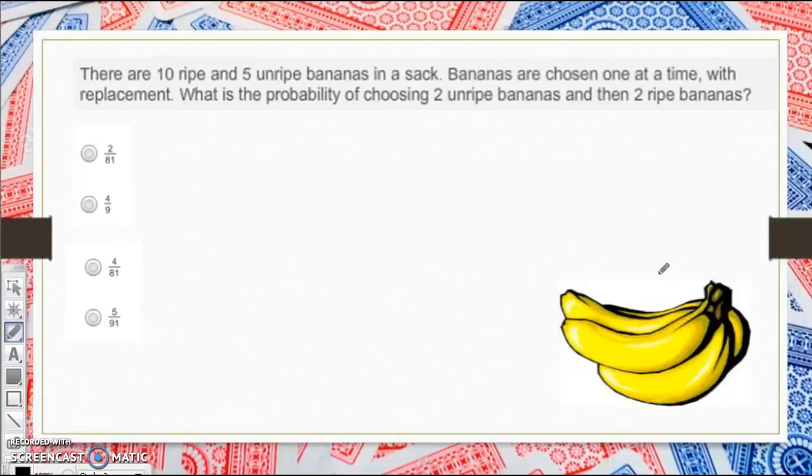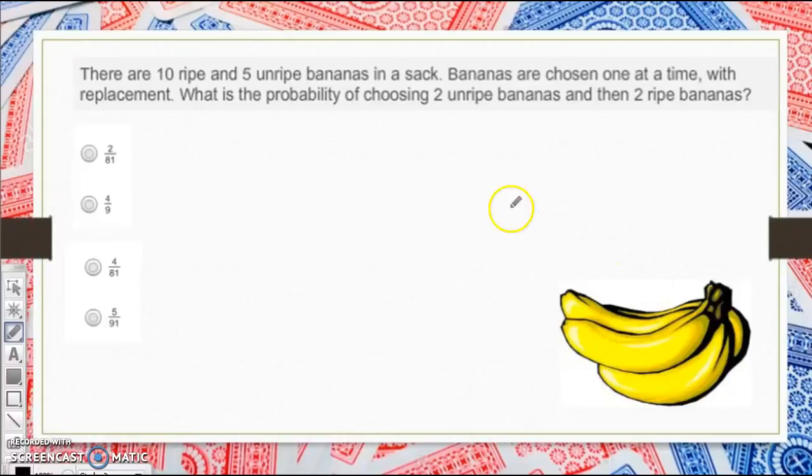Here we have a probability problem with replacement. And what that means is we're going to have two events happen. Not just one anymore. We're going to have two events happen. This and this. So we have to multiply those two events together.